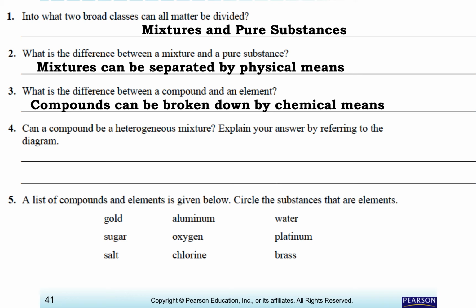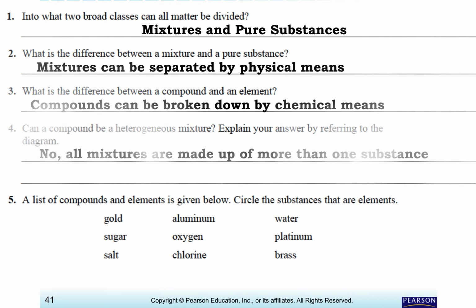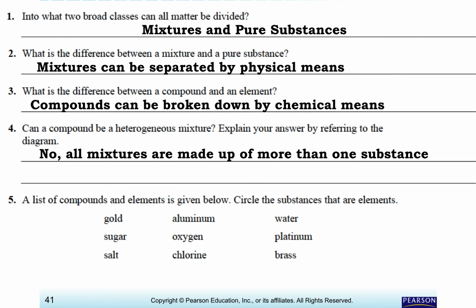Can a compound be a heterogeneous mixture? No. All mixtures are made up of more than one substance. A compound is more than one element, but it's chemically combined into a single substance. A list of compounds and elements are given. Circle the ones that are elements. Gold is an element. That's good. Sugar is a compound.